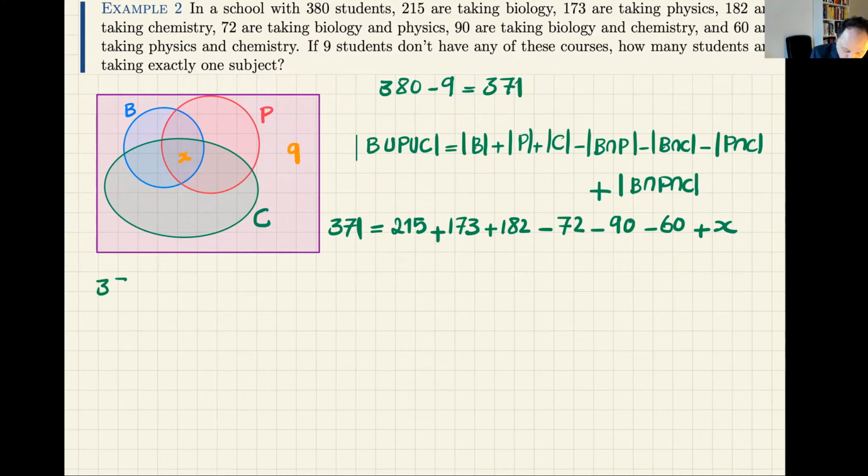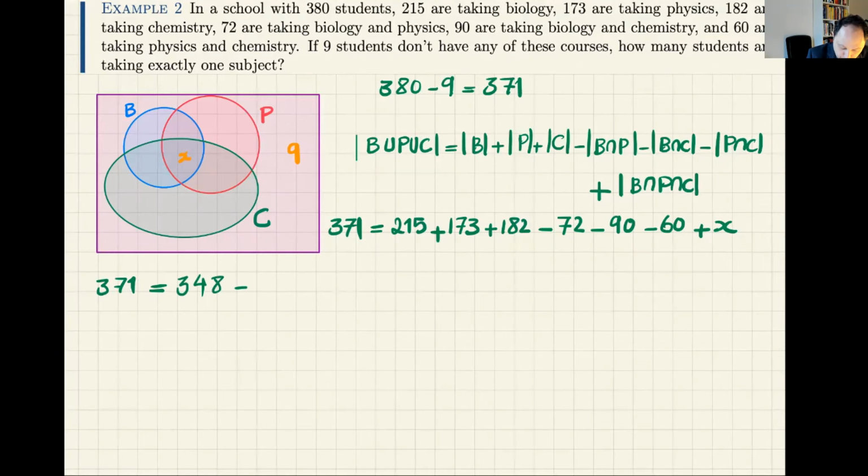So I would write 371, and then let me use my calculator. So the calculator, I will add 215 plus 173 plus 182, and then minus 72 minus 90 minus 60. Okay, so all these numbers, if I haven't done something wrong, hopefully the answer to this, I use my calculator, the answer is 348.